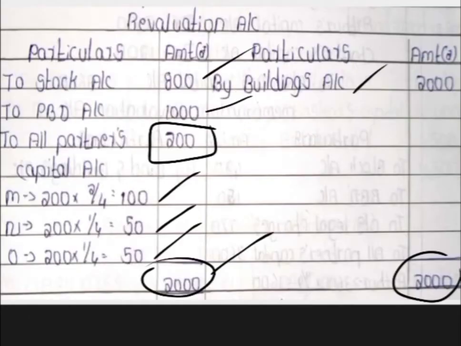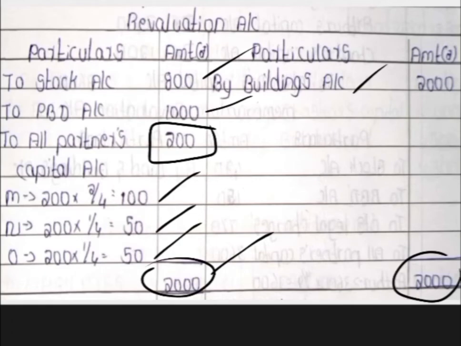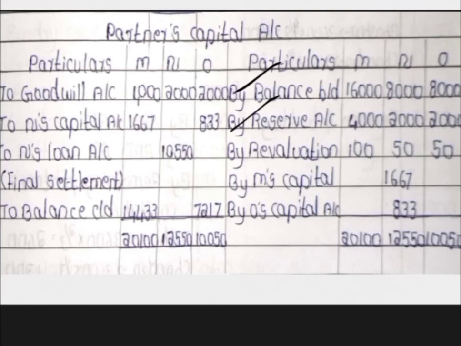Then we have to check if they have given the profit and loss account balance either on the asset side or on the liability side. They have not given. Then we have to transfer the revaluation result here. We have written the entry here, revaluation account debit to partners capital account. So in the partners capital account, we have to write by revaluation account 100 rupees, 50 rupees and 50 rupees.